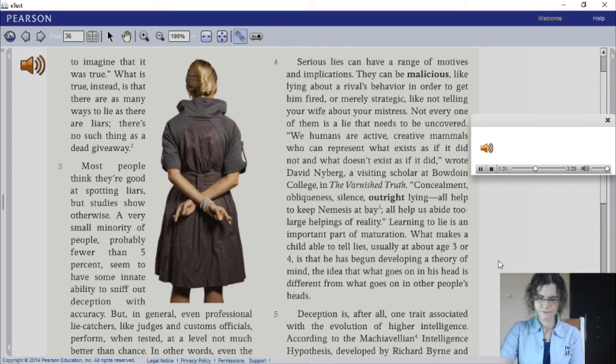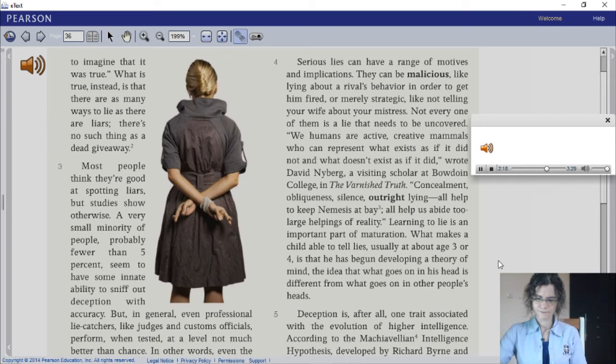They can be malicious, like lying about a rival's behavior in order to get him fired, or merely strategic, like not telling your wife about your mistress. Not every one of them is a lie that needs to be uncovered. We humans are active, creative mammals who can represent what exists as if it did not, and what doesn't exist as if it did, wrote David Nyberg, a visiting scholar at Bowdoin College, in The Varnished Truth. Concealment, obliqueness, silence, outright lying all help to keep nemesis at bay. All help us abide two large helpings of reality. Learning to lie is an important part of maturation.